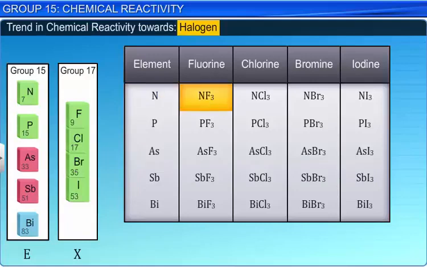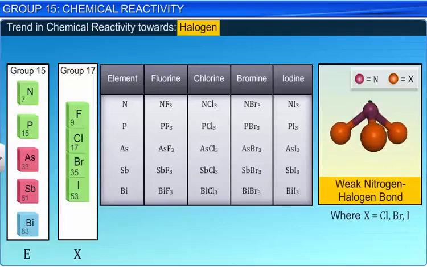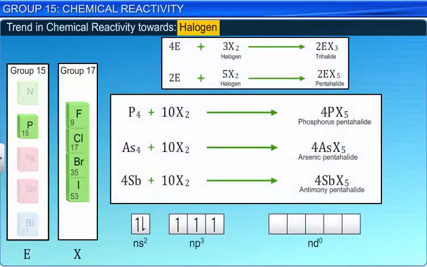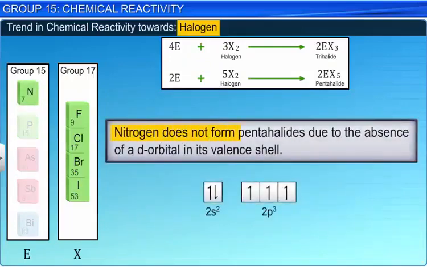Nitrogen trichloride, nitrogen tribromide, and nitrogen triiodide are unstable due to the large difference in the size of the nitrogen and halogen atoms, which weakens the nitrogen-halogen bond. Phosphorus, arsenic, and antimony form pentahalides due to the presence of vacant d orbitals in their valence shells. Nitrogen does not form pentahalides due to the absence of a d orbital in its valence shell.